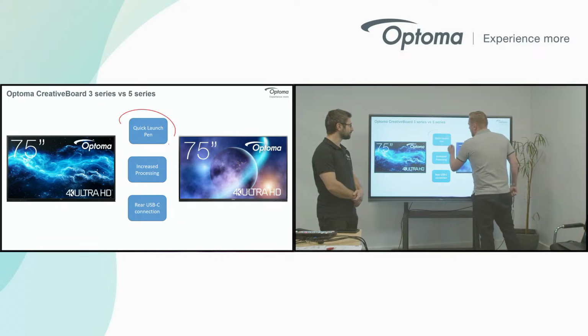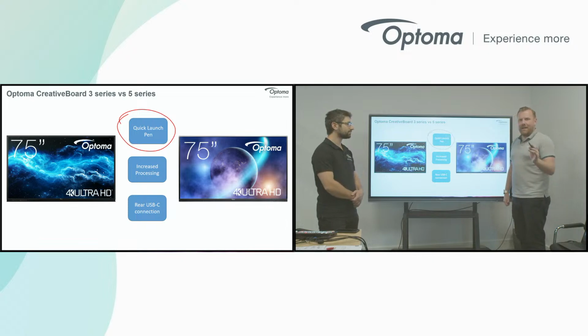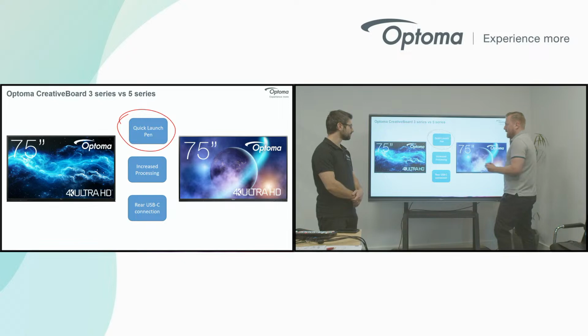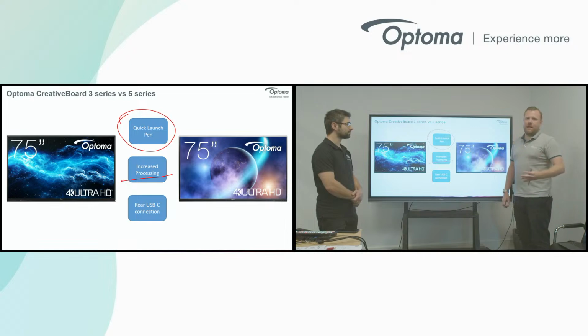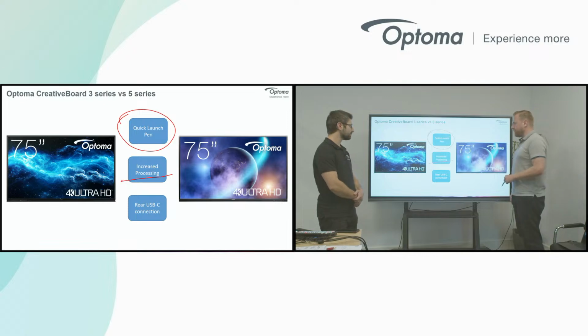So firstly, on the 5 series, the one that I'm using today, we have the quick launch pen, and we'll talk about that a bit later and the benefits that you'll see from that. Another one of the main differences here is the increased processing. The 5 series does have better memory, better RAM, better processing power, which in the classroom, just using it day to day, you wouldn't notice a massive difference. What it does is just help speed up if you're using multiple videos or have got a lot of programs open at any one time.